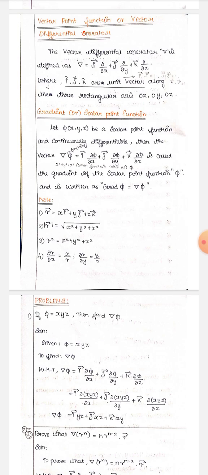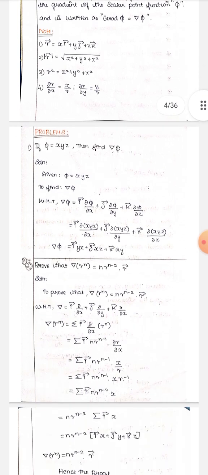Here note first that r vector is equal to x i vector plus y j vector plus z k vector. Second, modulus of r vector is equal to root of x square plus y square plus z square. The third one, r square is equal to x square plus y square plus z square. The last one, dou r by dou x is equal to x by r and dou r by dou y is equal to y by r.